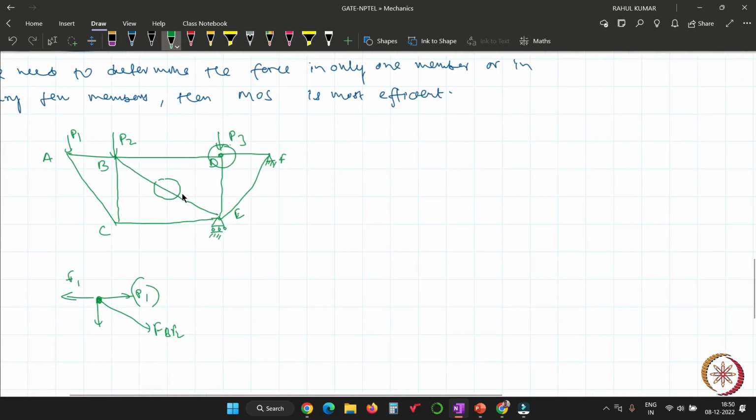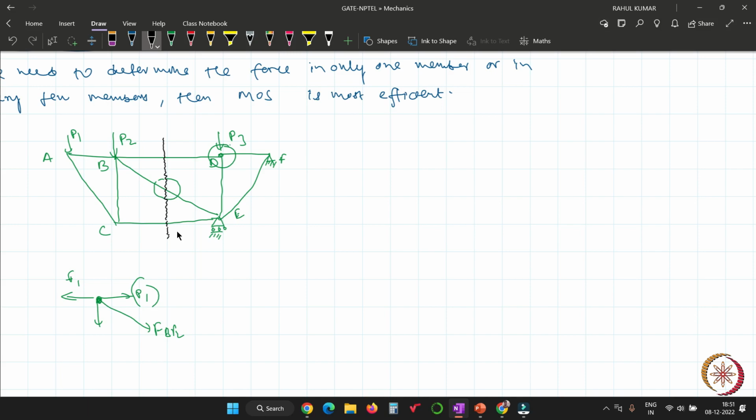To apply the method of section, you have to virtually draw a line such that the line will cross with three members, not more than three. I'm not saying that if you virtually draw a line through four members, then you cannot solve the problem.